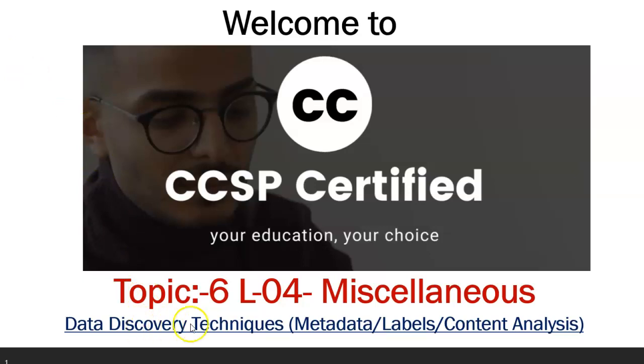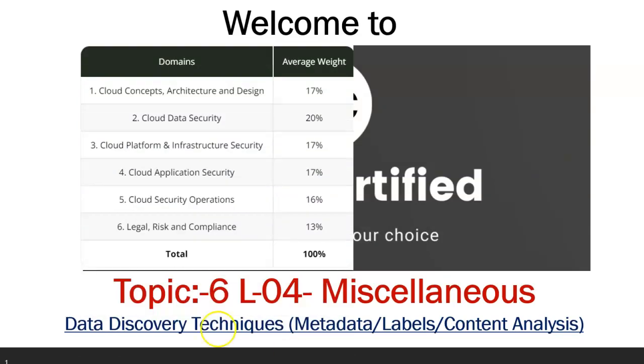Today in topic 6, lecture 4, I am going to cover data discovery techniques: metadata, labels and content analysis. Very important from an exam perspective, and as I informed before, these come from Domain 2, which has a weightage of 20%. If you see, Domain 2, cloud data security, is the highest percentage weightage domain.